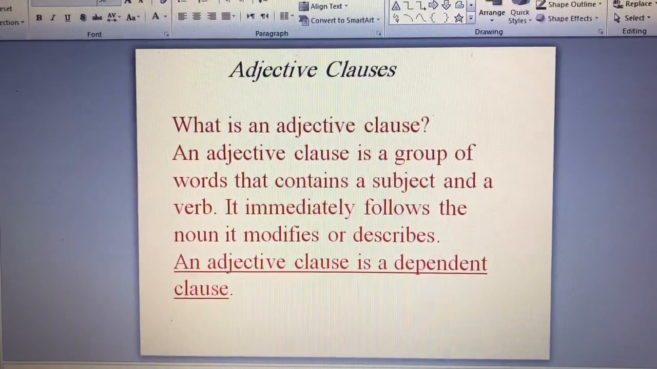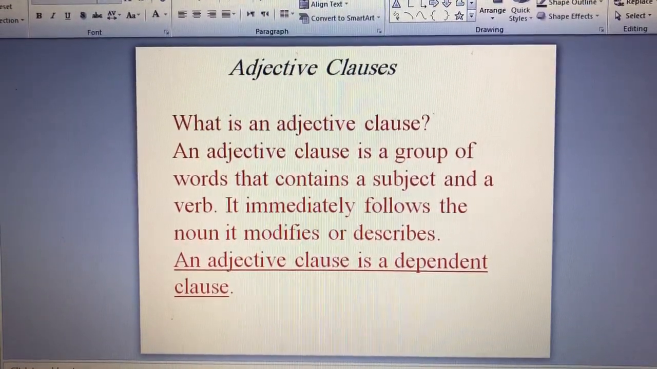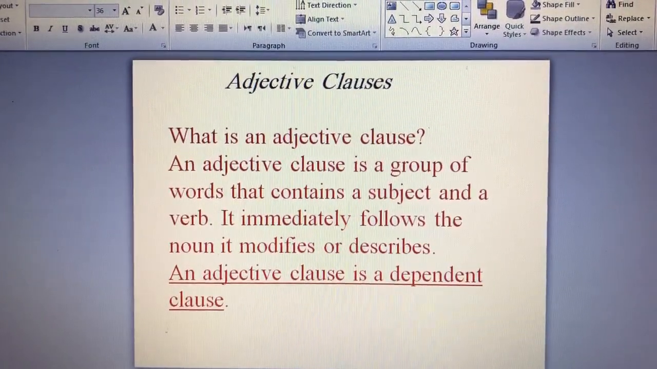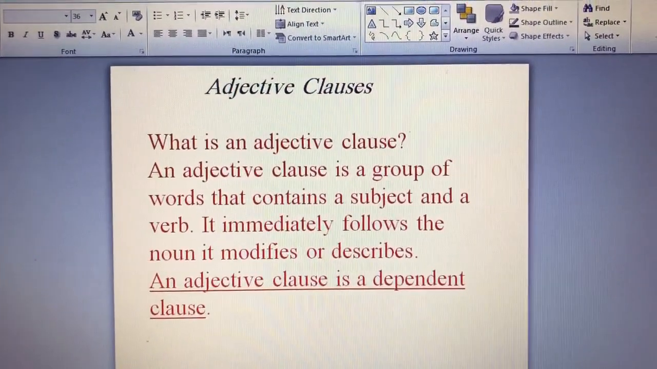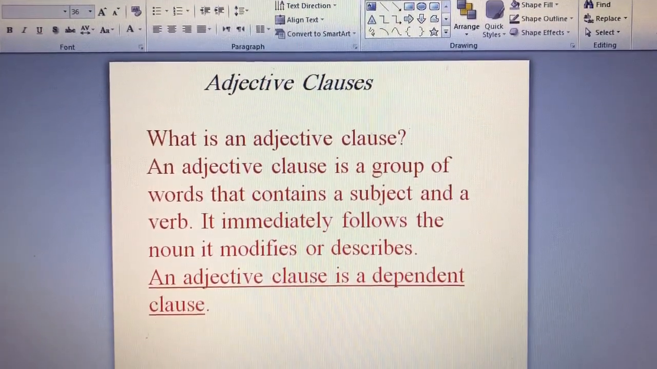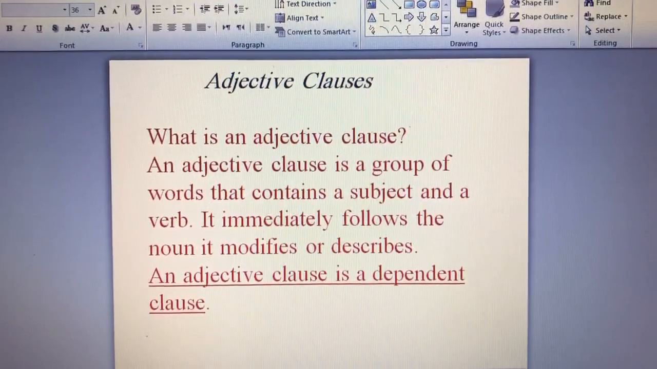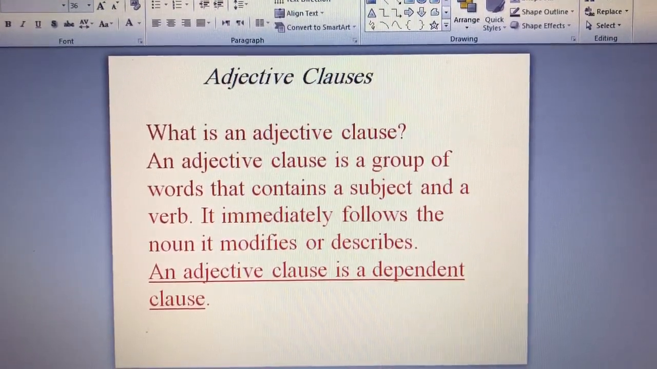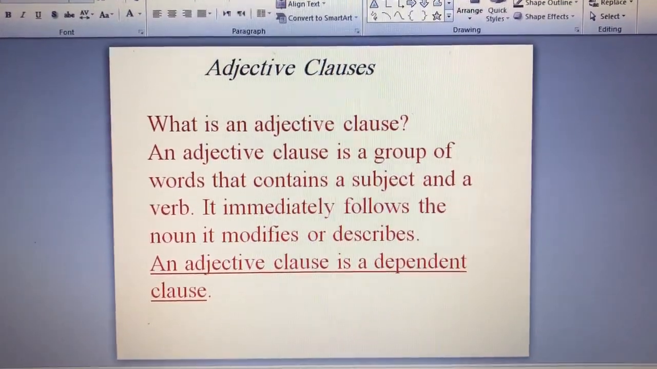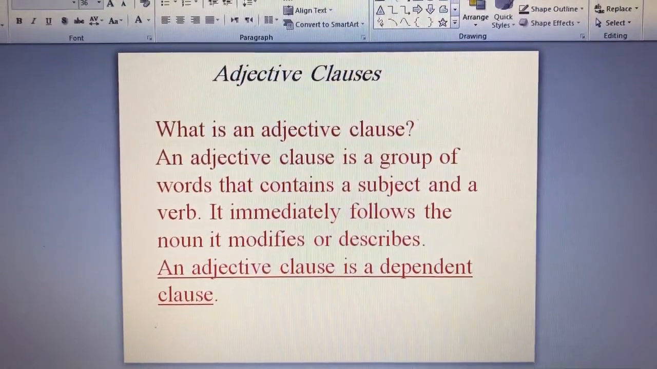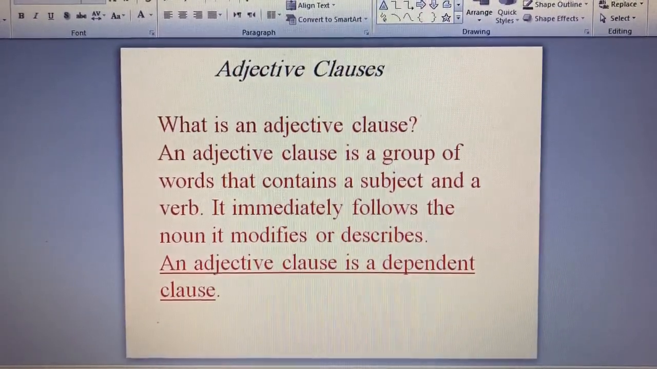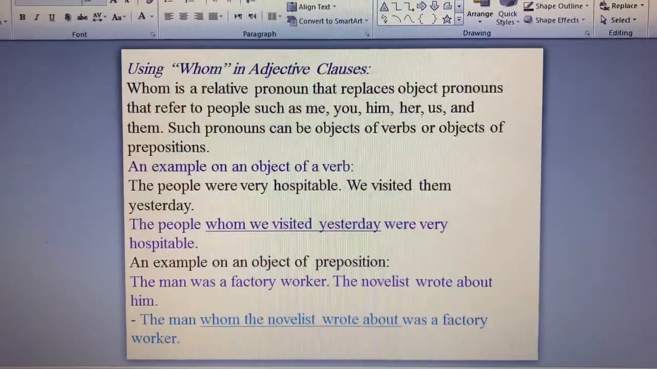An adjective clause is a group of words that contains a subject and a verb. It immediately follows the noun it modifies or describes. An adjective clause is a dependent clause. As you all noticed in the following definition, an adjective clause always has one subject and one verb, it immediately comes after the noun it modifies. In addition, an adjective clause is not a complete sentence since it doesn't carry a full meaning.